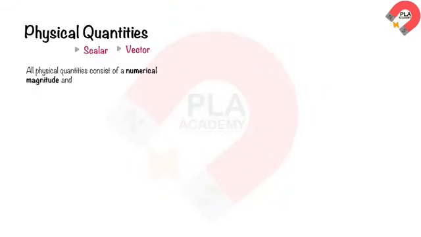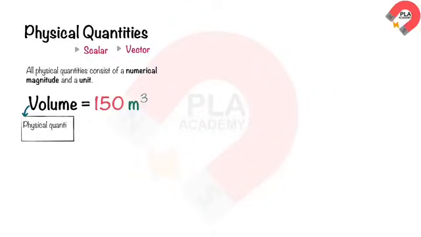Physical quantities. There are 2 types of physical quantities: scalar and vector. All physical quantities consist of a numerical magnitude and a unit. For example, the volume of 150 cubic meters. The volume is the physical quantity. It is a scalar quantity, because the volume has no direction. The value of 150 represents the numerical magnitude, or size, of the volume. The cubic meter represents the unit of volume.